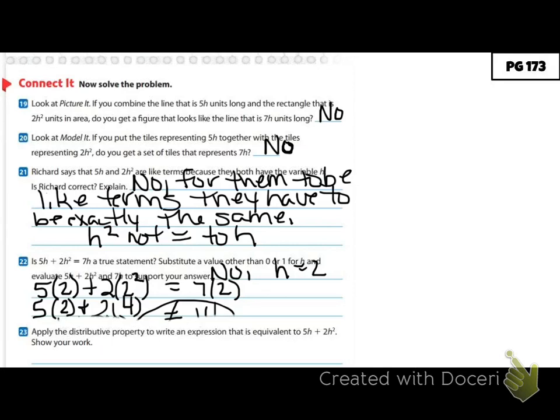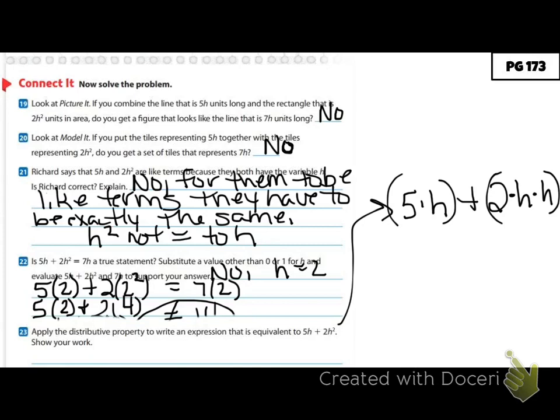Okay, so now the bottom question says, apply the distributive property to write the expression that is equivalent to 5h plus 2h squared. Show your work. So if we write this out, and I'm going to do it over here to the side so we have a little bit more room. If I take 5 times h plus 2 times h squared would be the same thing as writing h times h.